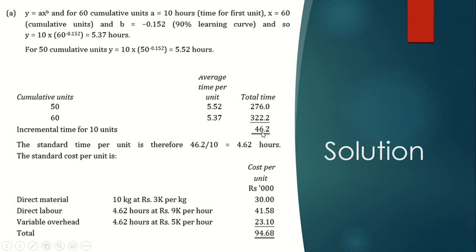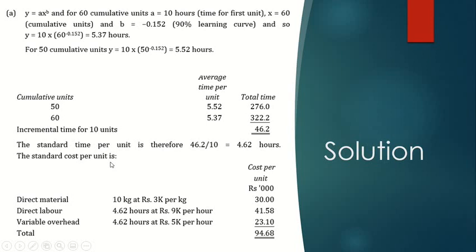So what you want to do is divide the time requirement for the fourth quarter by the output of the fourth quarter, 10 units. So we find 4.62 will be the time requirement for one unit in the fourth quarter. So in the fourth quarter, the time requirement for one unit will be 4.62 hours. Here you can apply this 4.62 and find the cost per unit in the fourth quarter.